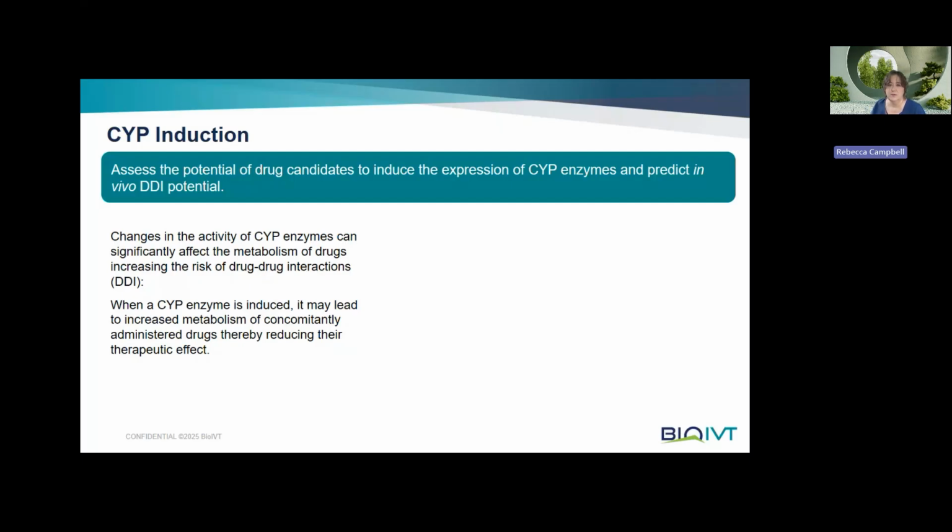This is important because, as you might know, CYP enzymes are the most important class of drug metabolizing enzymes, and it is estimated that over 50% of all drugs are metabolized by this class of enzymes. So if the activity of a CYP enzyme changes, it can have a drastic effect on the metabolism of these drugs. In other words, CYP induction increases the risk for drug-drug interactions. If a CYP enzyme is induced and it increases its activity, that can lead to an increased metabolism of co-administered drugs. That in turn can reduce their therapeutic effect or increase.